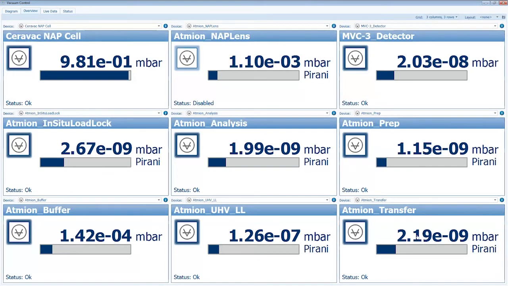You can see each of the chambers here behind us has its own vacuum gauge: a transfer, in situ load lock, the buffer chamber now. The buffer chamber is like -4 because we are pumping. We open the pressure controller and we are pumping the overpressure from the higher pressure cell through the buffer chamber. That's why there is a higher pressure.